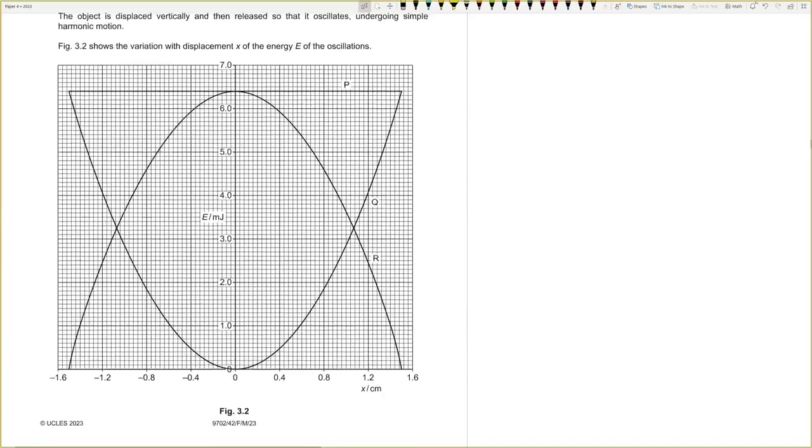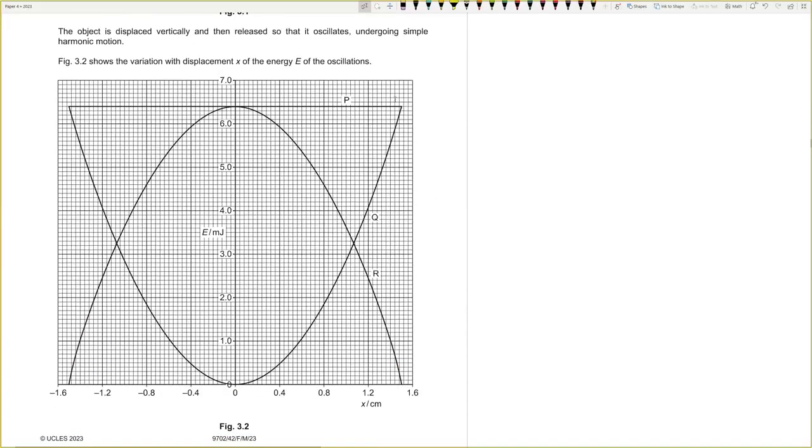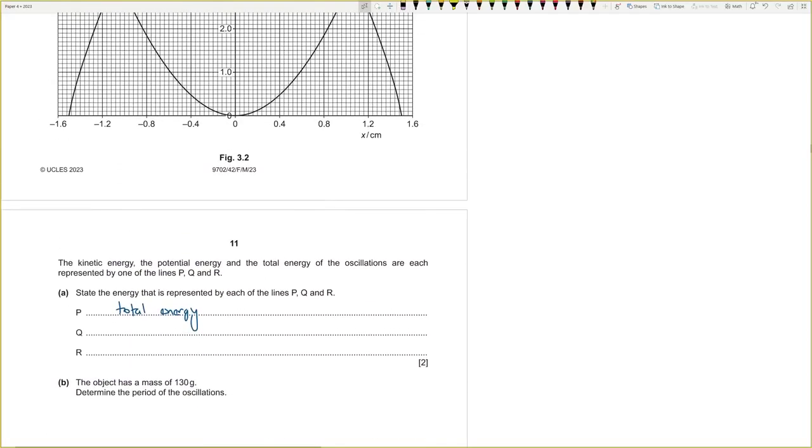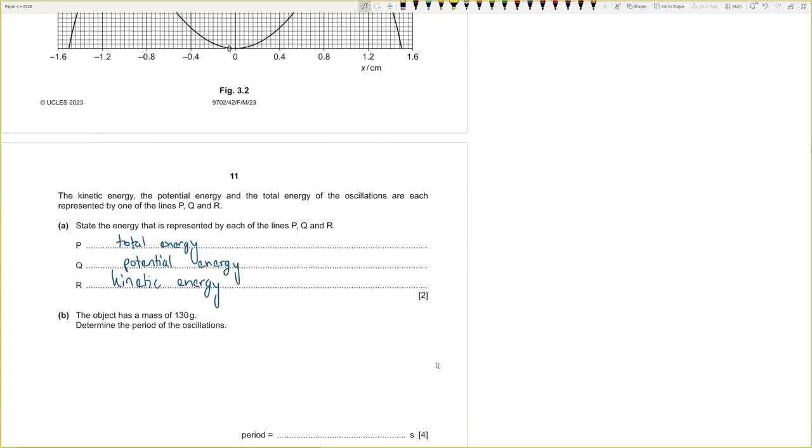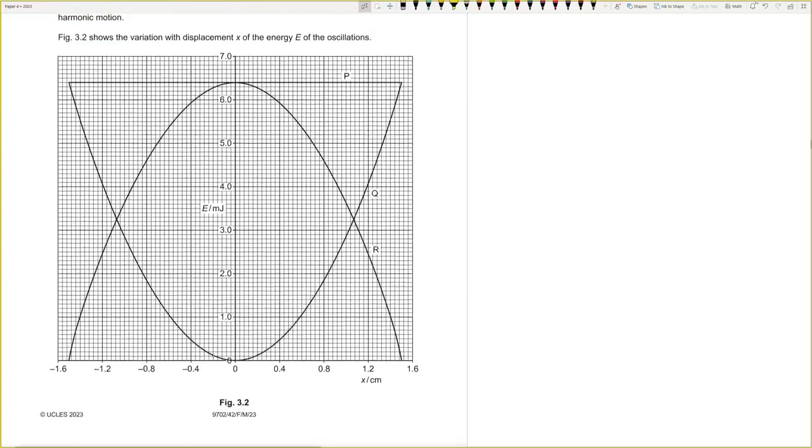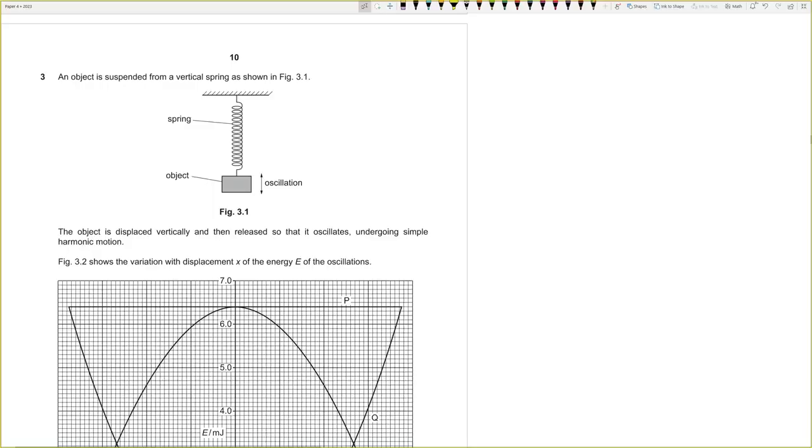So about potential energy, you will have maximum potential energy at the ends, okay? And you will have maximum KE at the equilibrium position, and you will be stationary for a bit at the maximum position. So at that point, KE will be 0. So R is clearly the kinetic energy. Okay, you need to remember this graph. This is very important. So Q has to be the potential energy. Now the object has a mass of 130. Determine the period of oscillations. Fine.